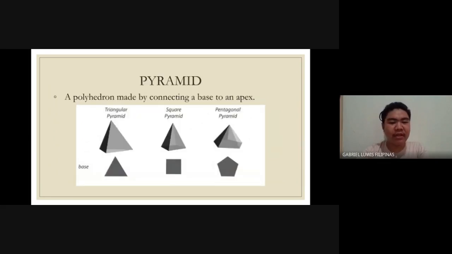Pyramid, a polyhedron made by connecting a base to an apex. So for the base of a triangle, it is called a triangular pyramid in the first picture. The second picture has a base of square, so it is called a square pyramid. And the third picture is a pentagon, which is called the pentagonal pyramid.